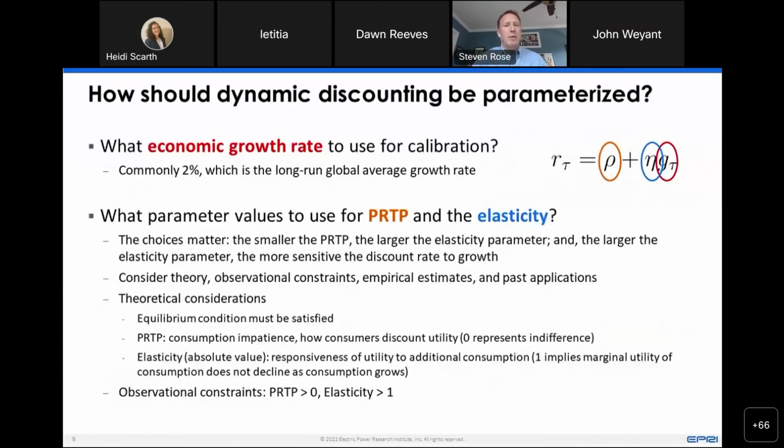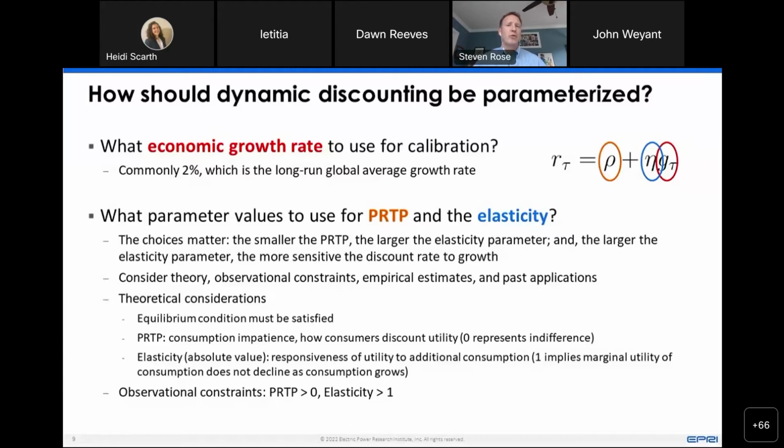I'll just comment real quickly about parameters here, and we can think about parameterizing this equation. I'll talk specifically about the pure rate of time preference in yellow, that's the rho parameter, and the elasticity parameter, that's the eta parameter circled in blue there. One particular thing to consider is whether there might be constraints on parameterizing these values. It's important for us to consider theory, observational constraints, empirical estimates, and even past applications.